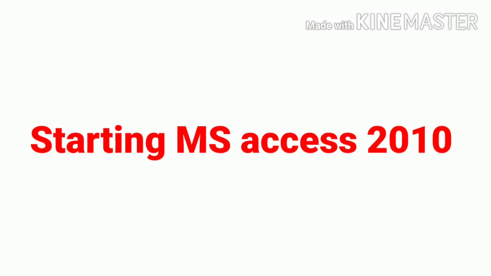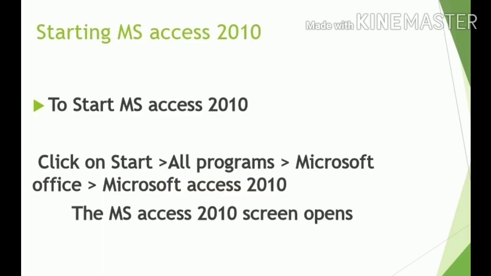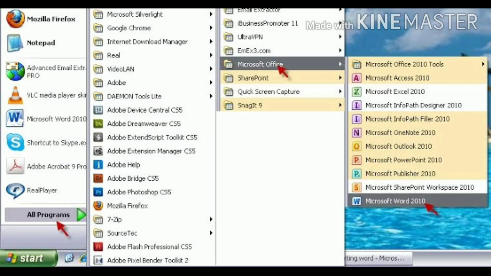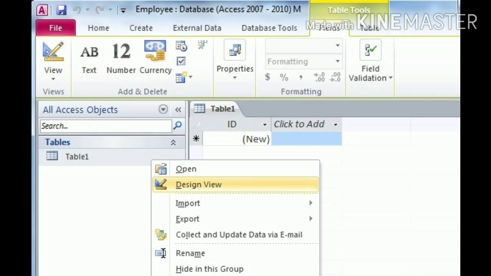Next topic is Starting MS Access 2010. To start MS Access 2010, click on Start, All Programs, Microsoft Office, Microsoft Access 2010. The MS Access 2010 screen opens. The blank database template is selected by default. Click on the Create button. The MS Access window with a blank database and an empty table appears.